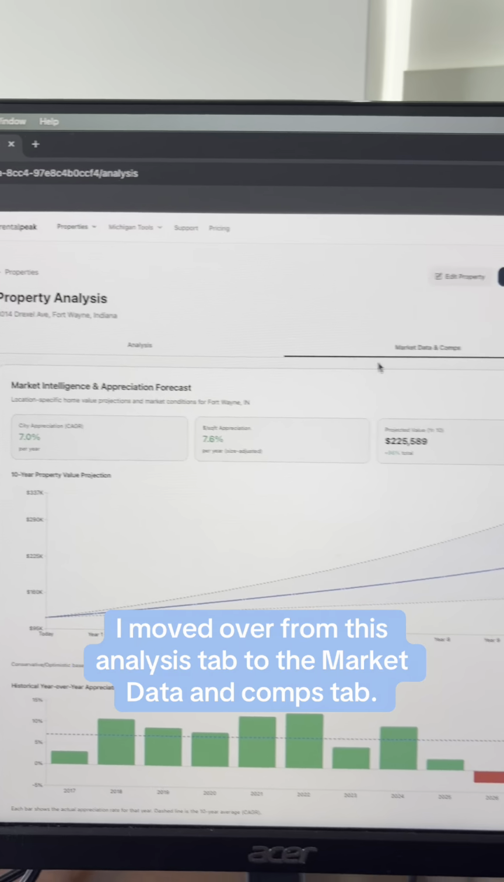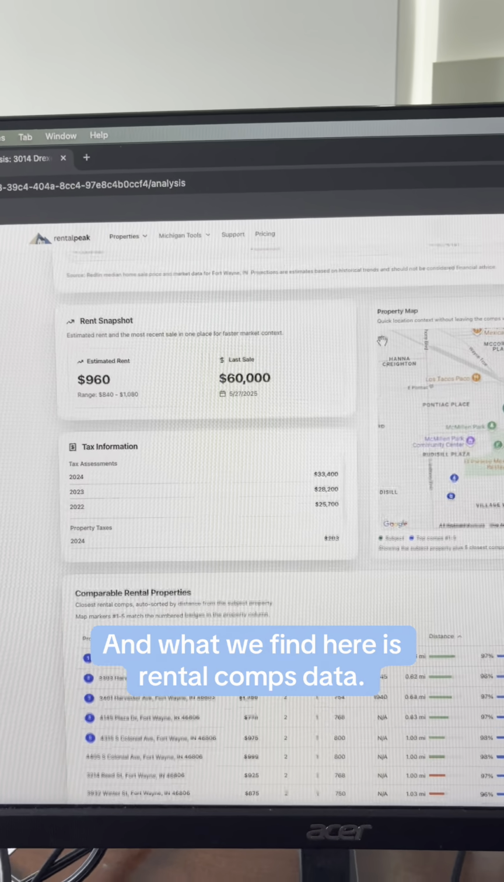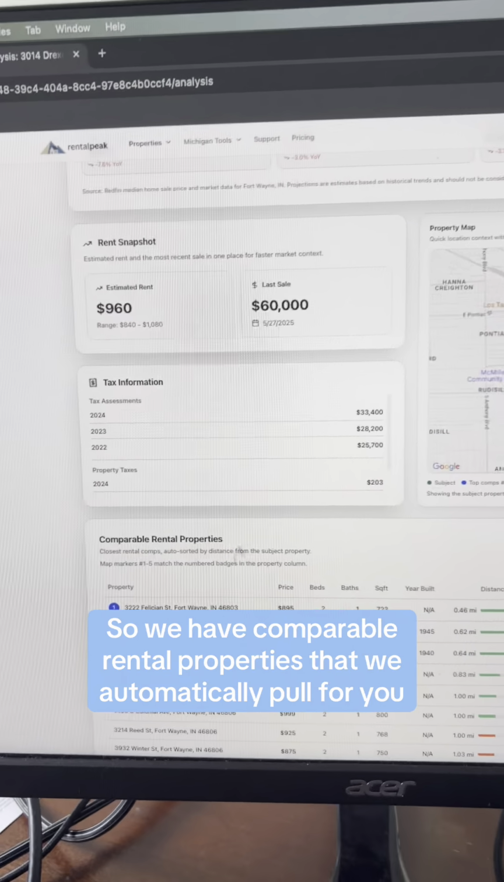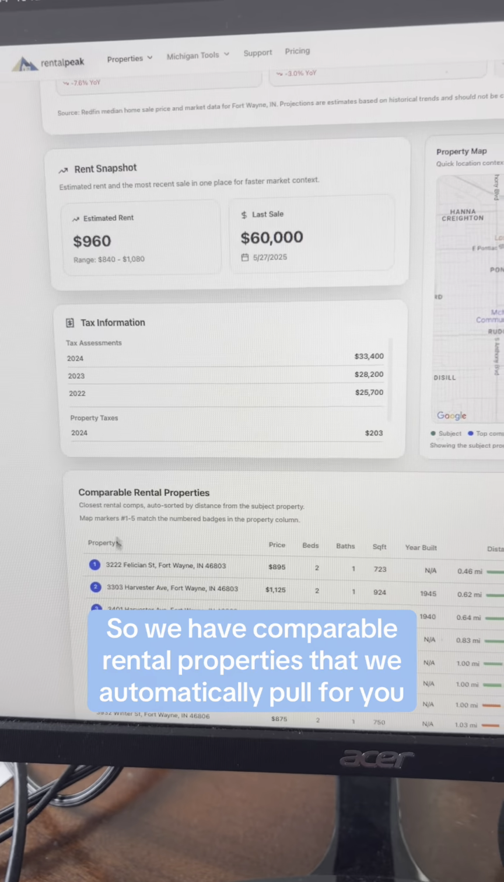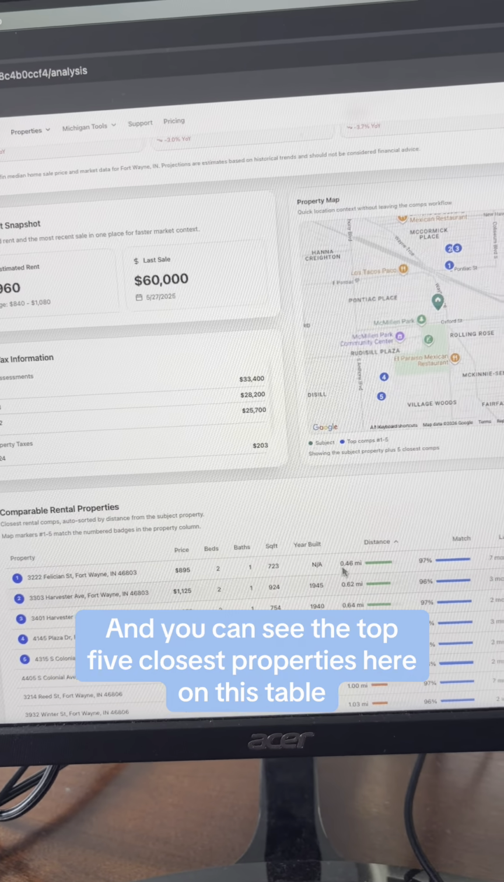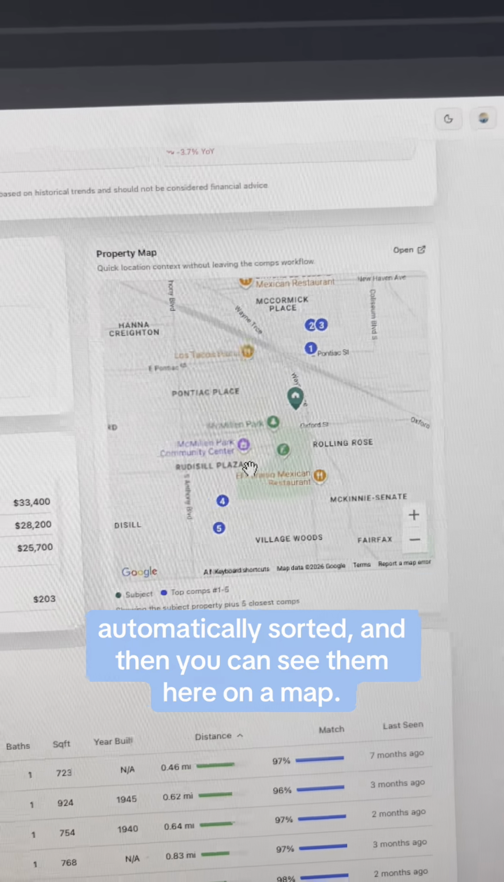I moved over from this analysis tab to the market data and comps tab, and what we find here is rental comps data. So we have comparable rental properties that we automatically pull for you based on this property's address. And you can see the top 5 closest properties here on this table automatically sorted, and then you can see them here on a map.